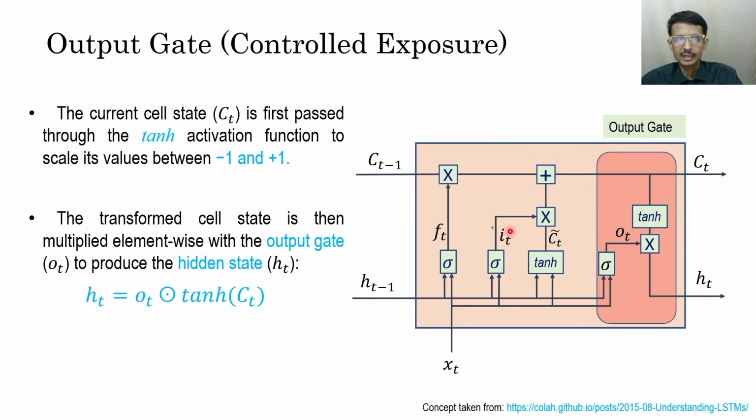To control exposure, the current cell state c t is first passed to tanh, an activation function to scale the values between minus 1 and plus 1. The transformed cell state is then multiplied element-wise with the output gate, that is o t, to produce the hidden state h t. h t is o t, the element-wise multiplication with tanh of c t. So that is the way to get the state. So this is the way the output gate controls how much of this c t is going to be exposed to the next state. So this is the basic idea of the output gate.